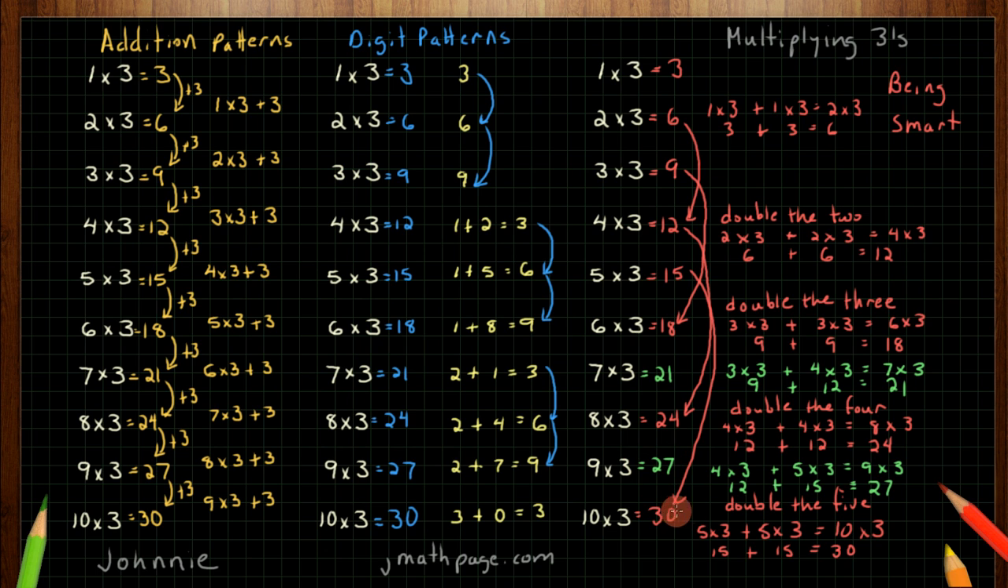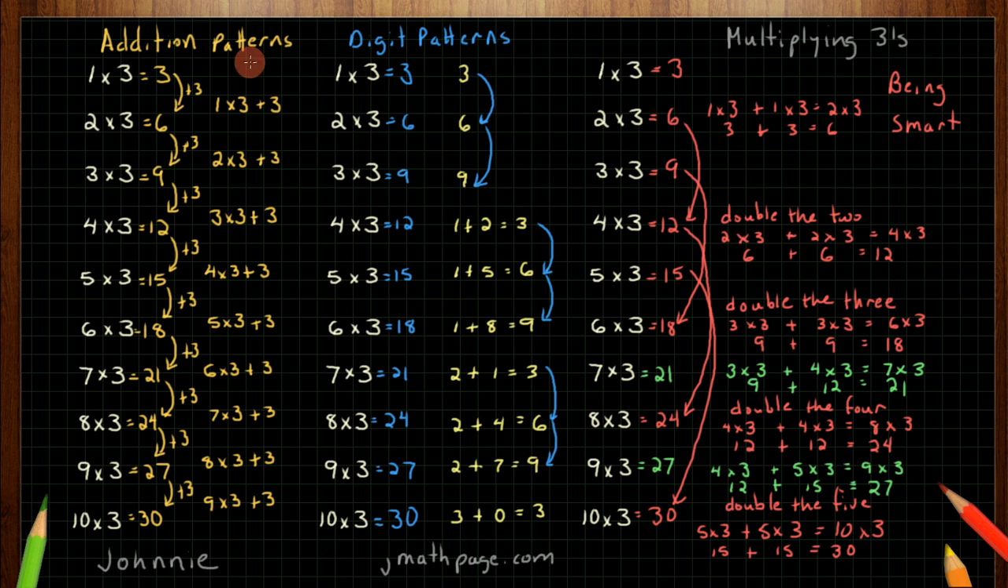Okay. Now, if we go back, we used just 3 multiples to figure out all the other ones. 1 times 3, 3 times 3, and 5 times 3. 1 times 3 told us about 2 times 3. 2 times 3 told us about 4 times 3. 6 times 3 was understood through 3 times 3. So all of these helped us to understand all of the multiples.